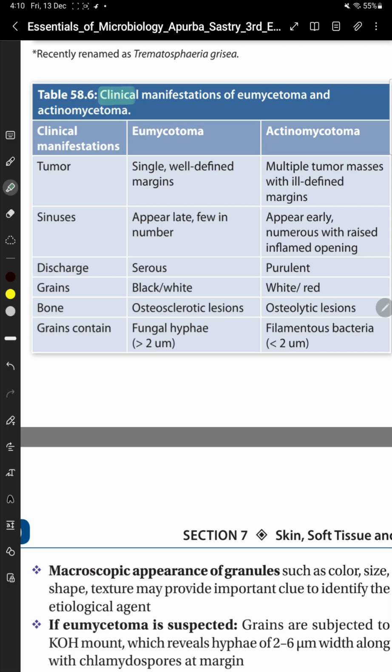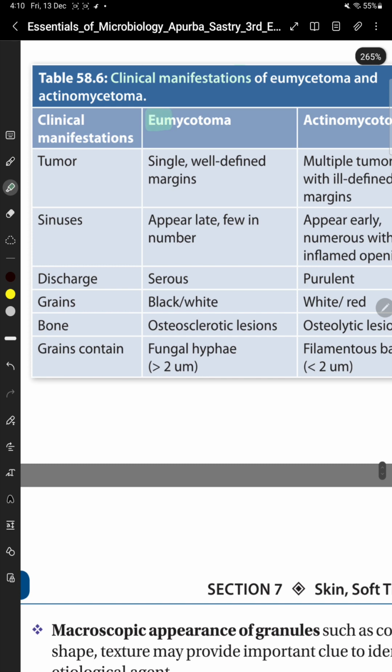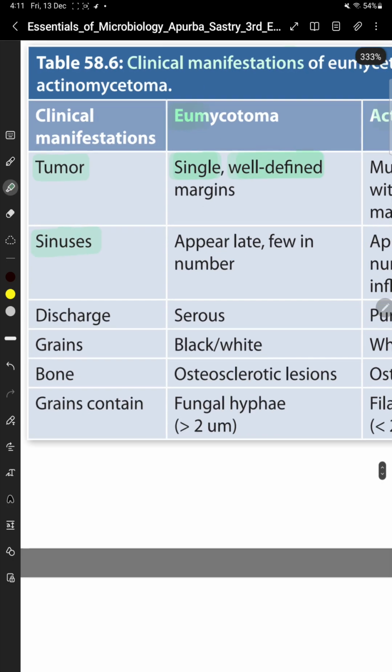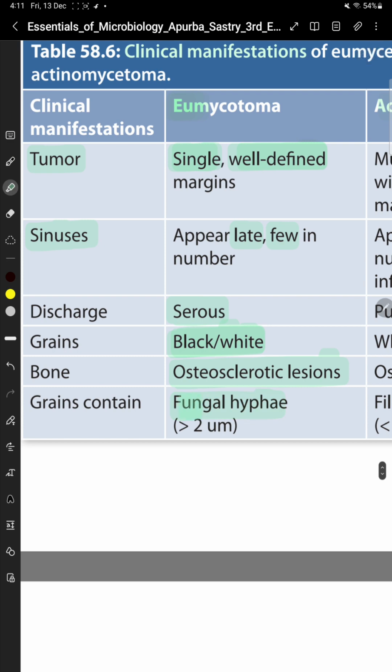Let's see the difference in clinical manifestation of eumycetoma and actinomycetoma. Eumycetoma caused by fungus, actinomycetoma caused by bacteria. तो eumycetoma का जो ट्यूमर है that is single with well defined margins. Sinuses of eumycetoma appear late and they are few in number. The discharge is serous, black and white grains are there, osteosclerotic lesions are there in bone, and the grains contain fungal hyphae greater than 2 micrometer.